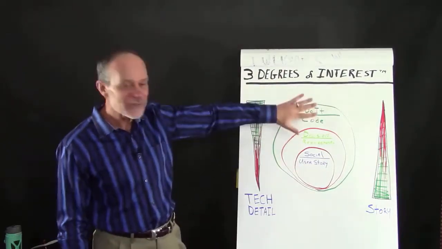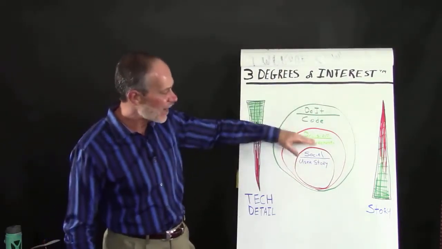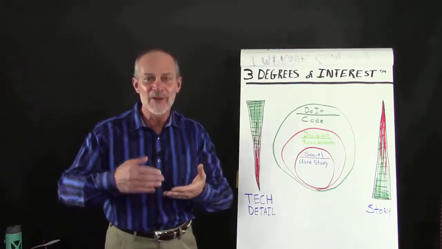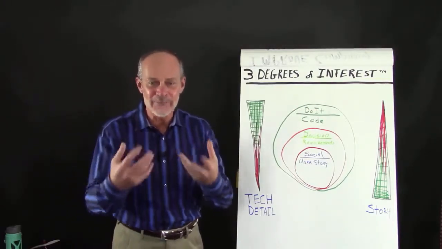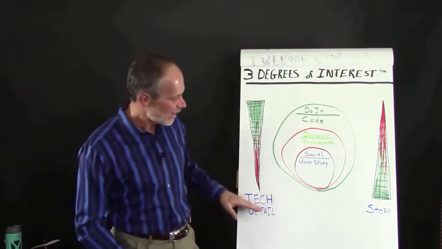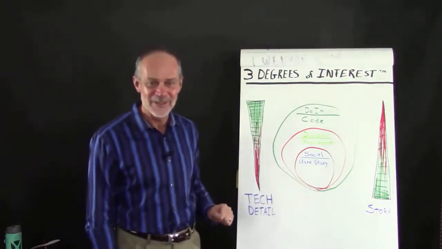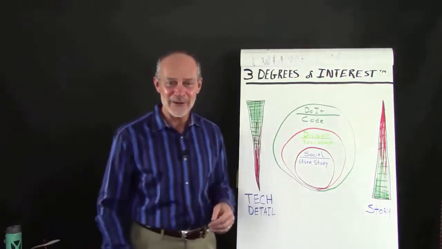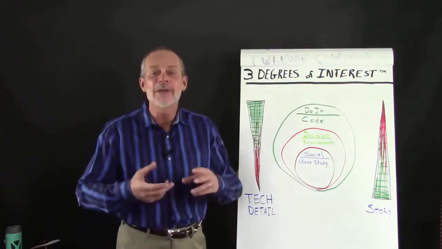So the 3 degrees of interest gives you 2 different pieces. First off, a way to talk to somebody about telling them what level you're looking for this information. And secondly, for you, it tells you how you should be telling that information. You should be telling it in a story format, or in a tech format, or in a mixed format.